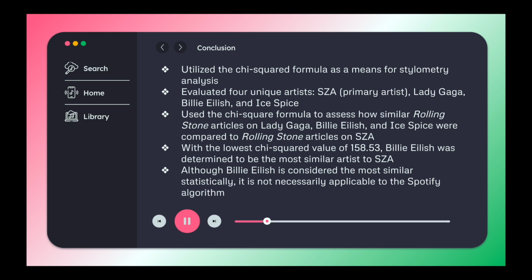And while our initial hypothesis was that Ice Spice would be the most similar to SZA compared to the other 2 artists, our results suggested that Billie Eilish was actually the most similar, with a chi-squared value of 158.53 compared to Lady Gaga's 167.41 and Ice Spice's 209.14. It should be noted as we conclude, though, that Billie Eilish, while she is considered the most similar statistically, is not necessarily applicable to the Spotify algorithm in real life.